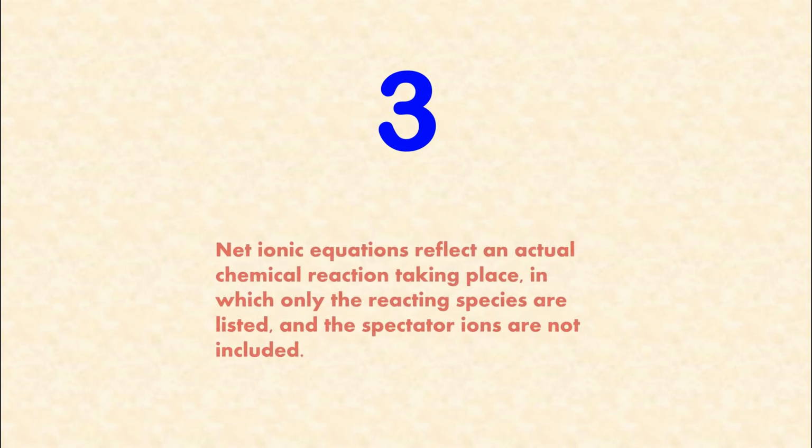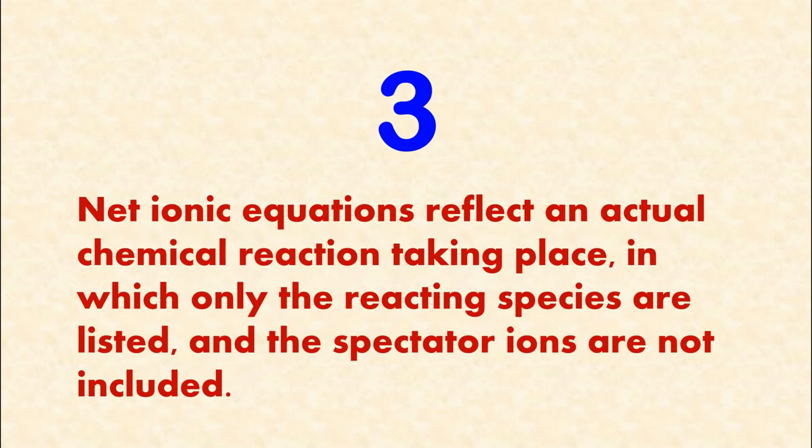Number 3. Net ionic equations reflect an actual chemical reaction taking place, in which only the reacting species are listed, and the spectator ions are not included.